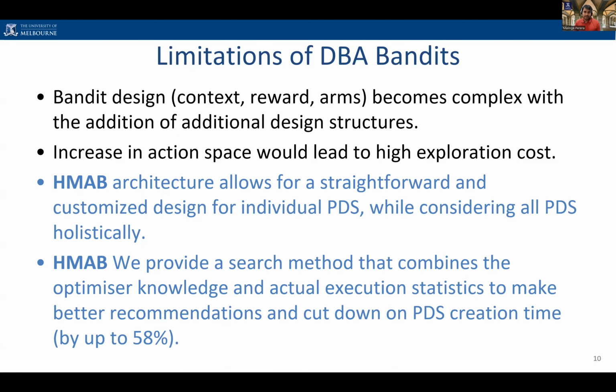Our attempts to extend DBA bandits to tune multiple physical design structures, specifically indices and materialized views, was not very successful. Addition of materialized views complicated the design of arms, context, as well as reward. We understood this design is not very scalable. Furthermore, the increase in action space and the high creation cost of materialized views led to a high cost of exploration. As a result, we designed the HMAB architecture, which allows straightforward and customized design for individual physical design structures, at the same time considering all physical design structures holistically as well.